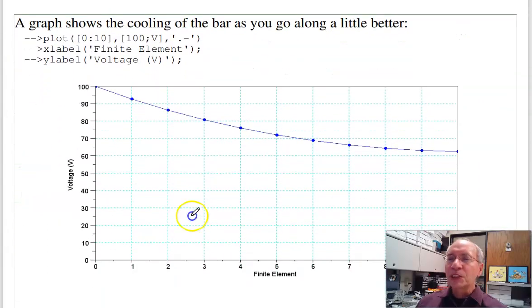If I plot the voltages versus node, this is kind of like the temperature along a metal bar. If this is a soldering iron, heat up the left side to 100 degrees Celsius. As I move along the bar, it's going to cool down, and the tip will actually be about 62 degrees Celsius.